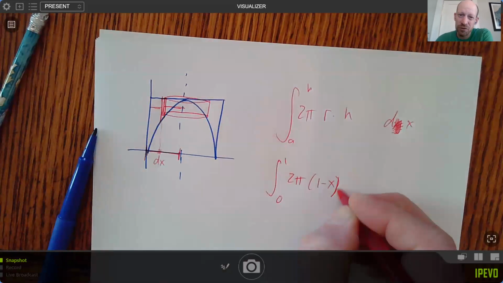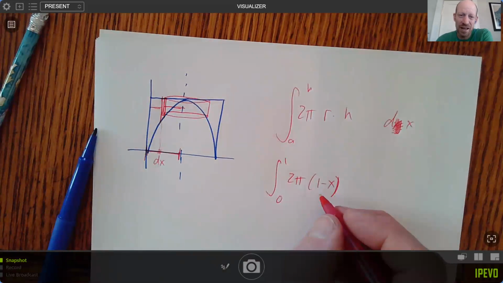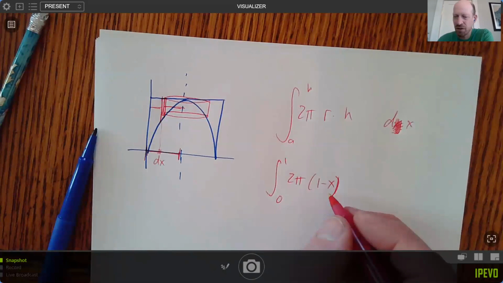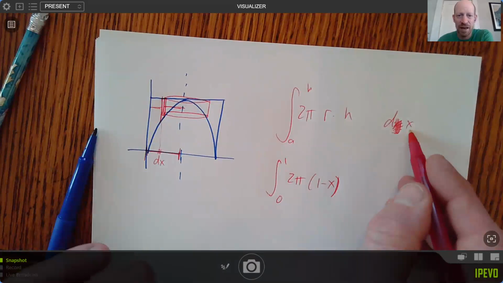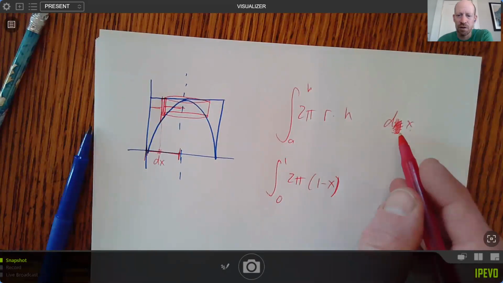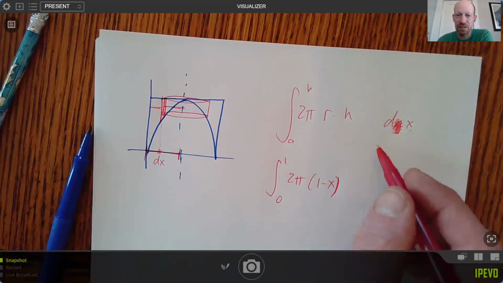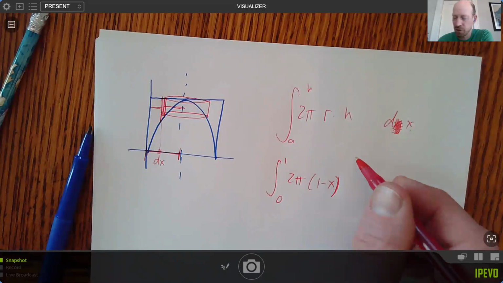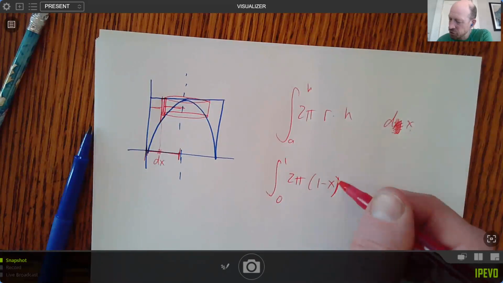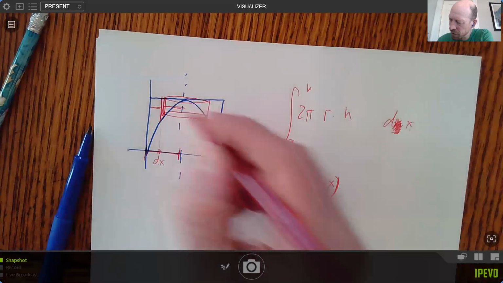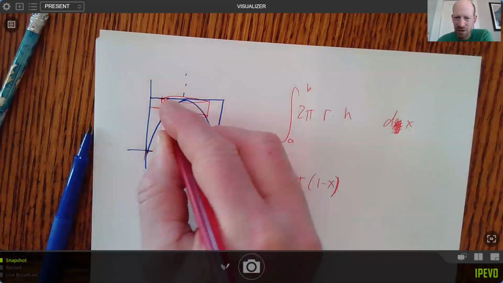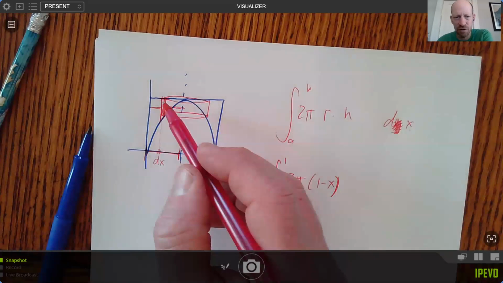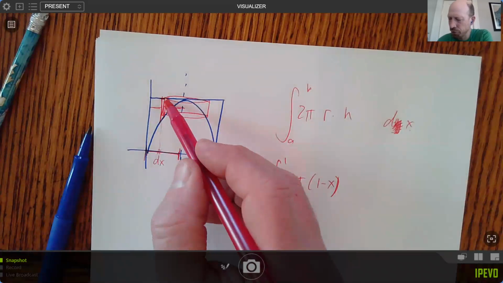You'll notice that when you're doing shells, the radius is always just in terms of x, if it's dx, or y, if it's dy. Sometimes it's 1 minus that or 1 plus that, depending where the radii fall, but it doesn't typically have to do with the function. The function has to do with the height. This is why I wanted to do this one, because the height here is a little different. The y value is this whole thing.